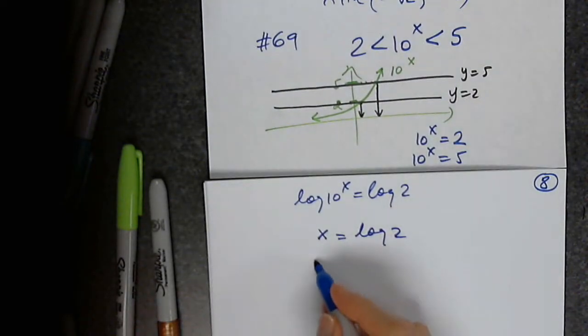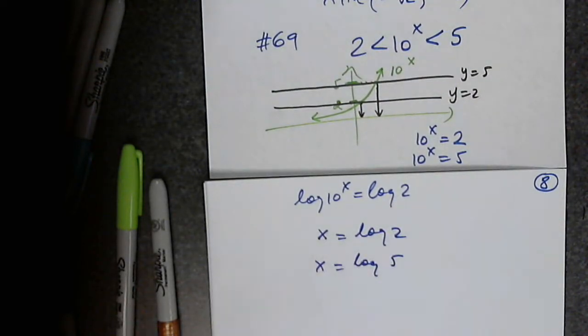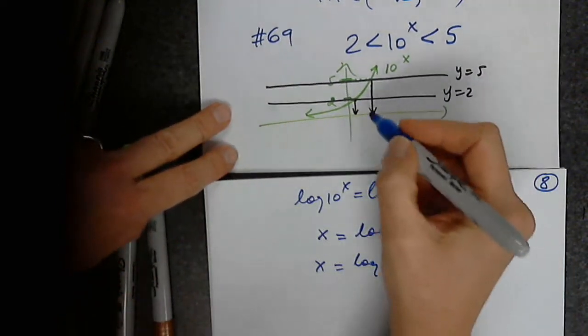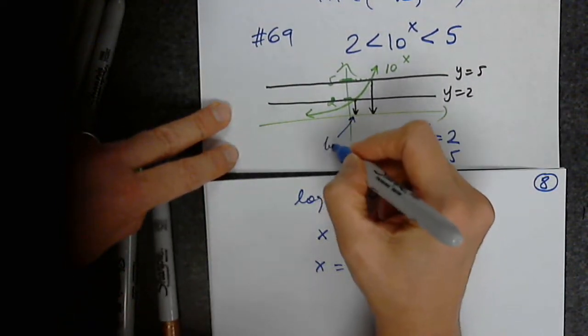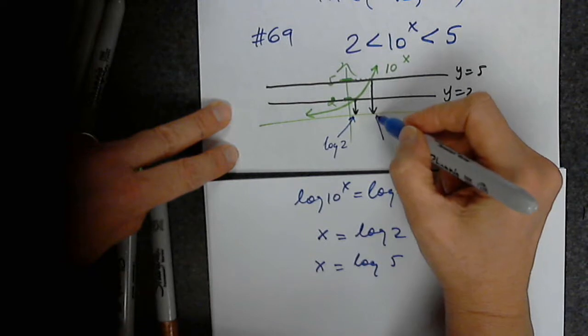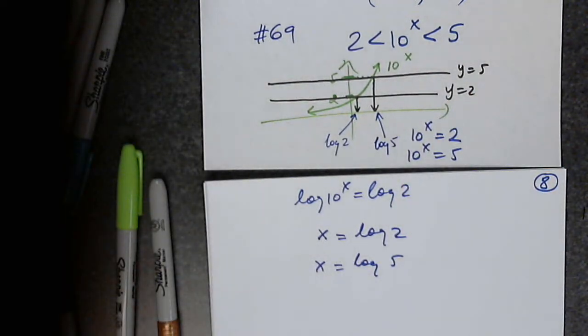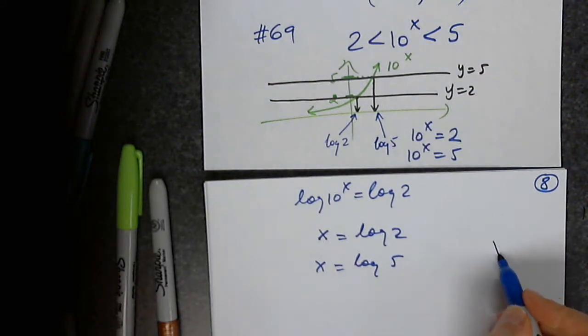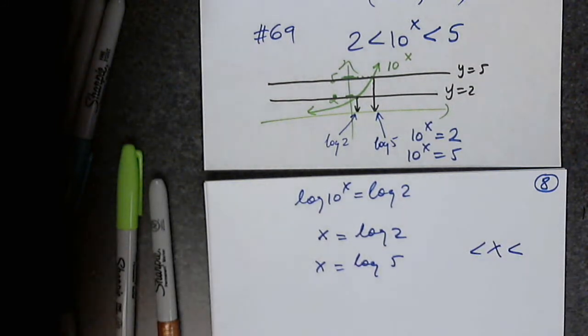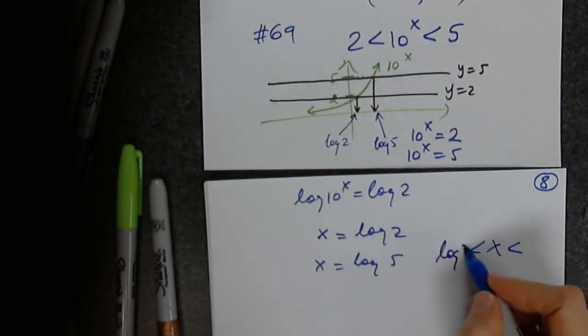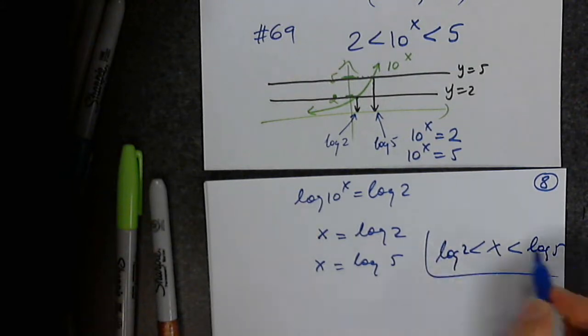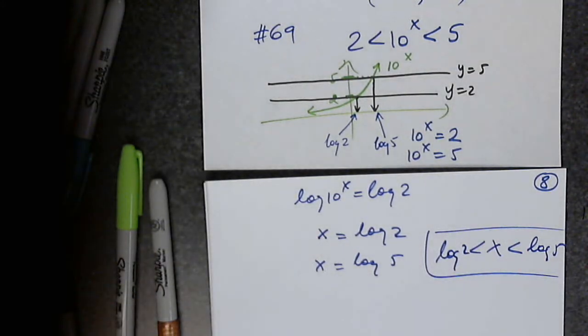And then in the same way, I get the other one, log 5. So then this number here is log 2, and this number here is log 5. And I solve the inequality. So where should x be if 10 to the x has to be between 2 and 5? Between log 2 and log 5. Exactly. Very good.